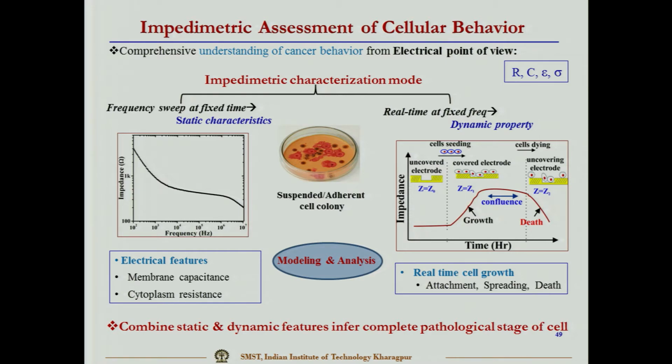So, this is the real time measurement at a fixed frequency, the whole curve. You start from day 1 and measure the impedance, and after 5 days you will get this kind of variation in the impedance. From the real time cell growth, you can get the attachment, spreading and death process, whereas from this side you will get the cell membrane capacitance value and the cytoplasmic resistance value. So, combining the static and the dynamic features, you can evaluate the complete pathological state of the cells.